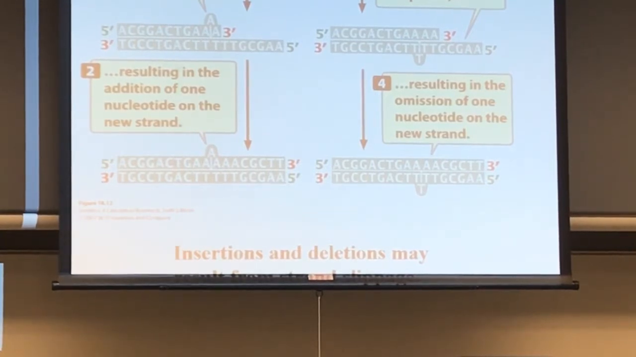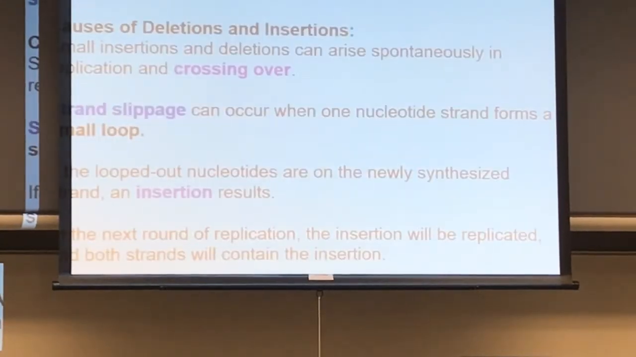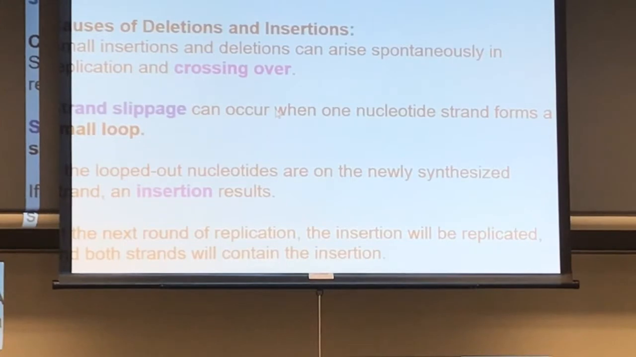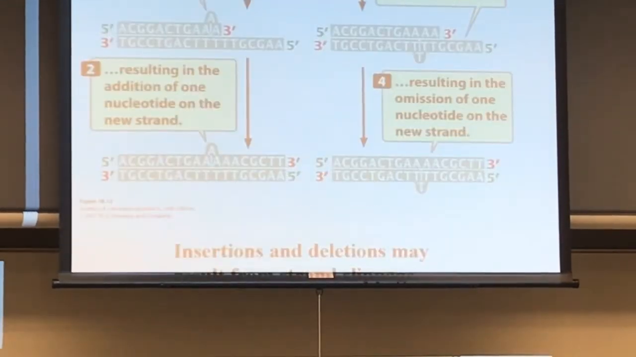So this is one way. The other way is that the template strand loops out, resulting in the omission of a nucleotide in the new strand. So this kind of strand slippage can lead to insertions or deletions within the new strand, and these are also classified under spontaneous mutations. So strand slippage is under spontaneous mutations, and crossing over is also classified under spontaneous mutations.